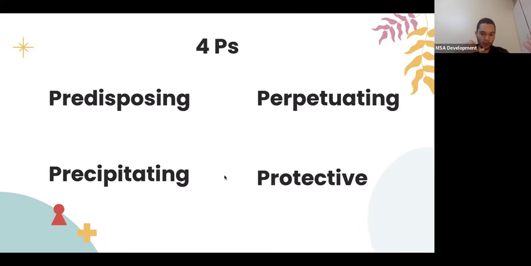We said that she was a 30-year-old woman. Maybe I should have written that one down. But okay, so she's a 30-year-old woman presenting with anxiety. The predisposing factor we said, she has a family history of anxiety disorder. That's already predisposing. Then we also said, she's currently going through a breakup. What would that be? Is it precipitating? Is it perpetuating? Protective?